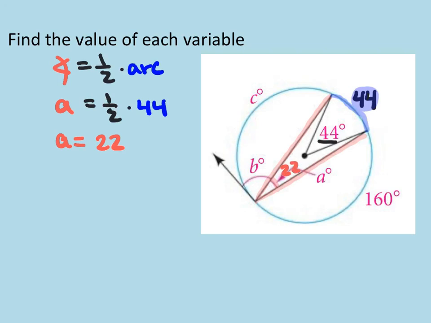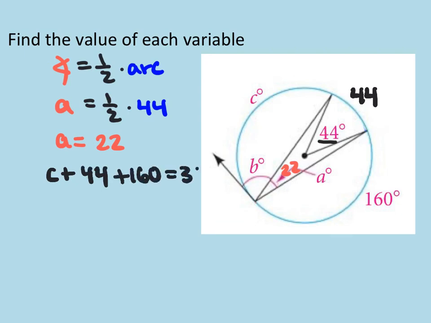Now the next part, if I erase this and just leave the values, we know that all the arcs in a circle should add to 360. So we could say that C plus 44 plus 160 should all add to equal 360. So if you solve, we have 360 minus 160 minus 44 gives us a value that C equals 156. So I have C is 156.